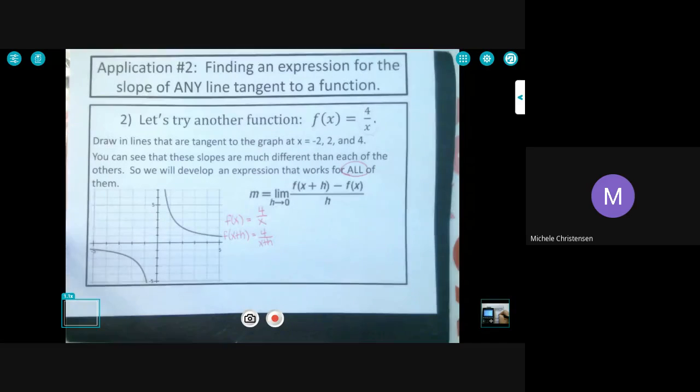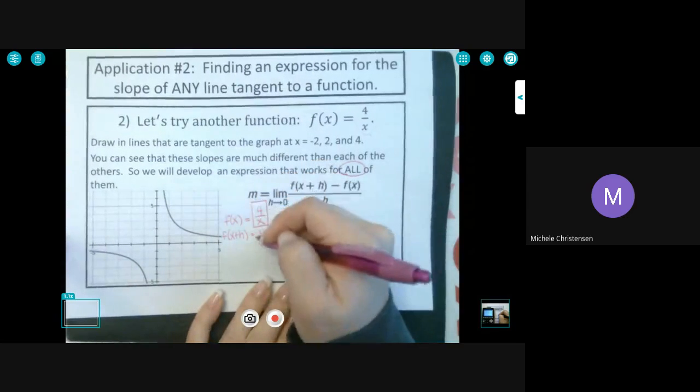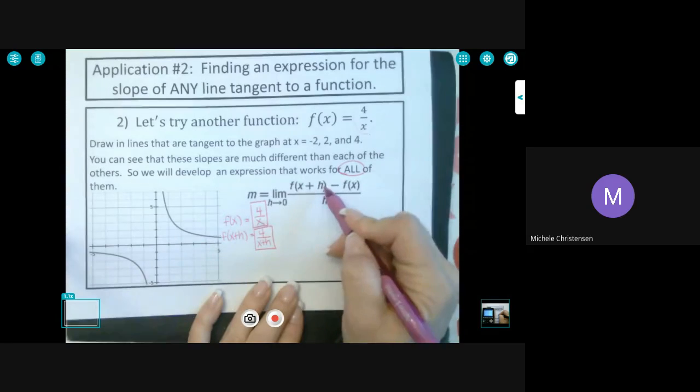Okay, so this problem is going to be a little bit more challenging because our function is rational. It's a fraction. So we're going to be making some common denominators within the problem here. So we want to be prepared for that. Okay, so these are the two values we're going to use. That's what we're going to substitute into our limit formula.